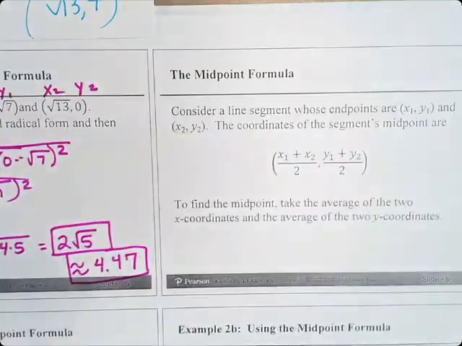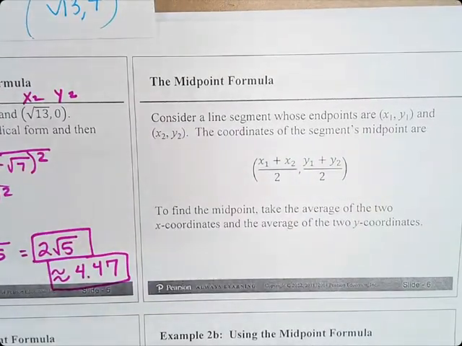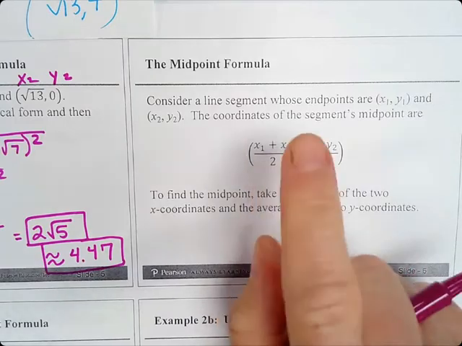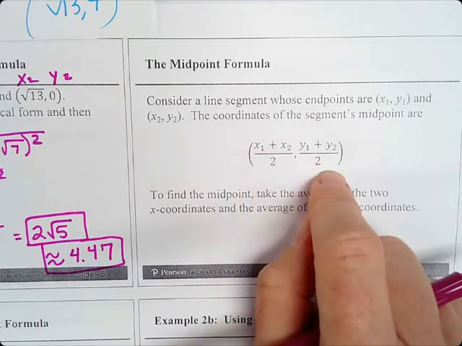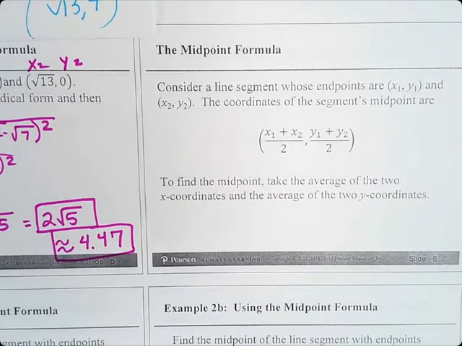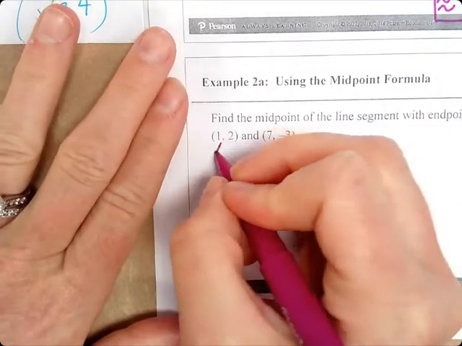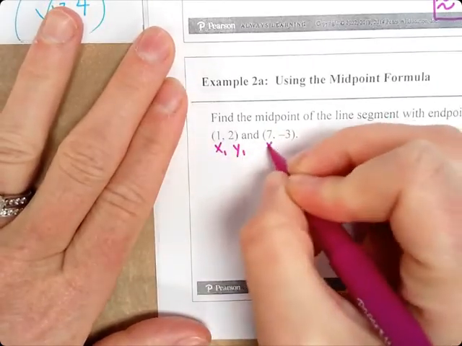Let's go to the midpoint. So this is to find the middle between 2 points that are graphed on a grid. So we want to find what's directly in the middle. So we're basically finding the average of the x's, the average of the y's, and then you write it as a coordinate. So we are going to use our formula here on this example. So we have x1, y1, x2, y2.